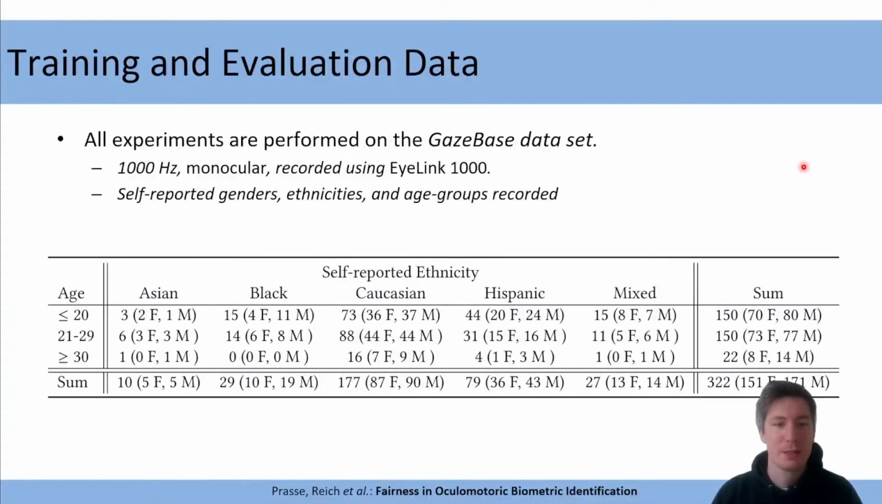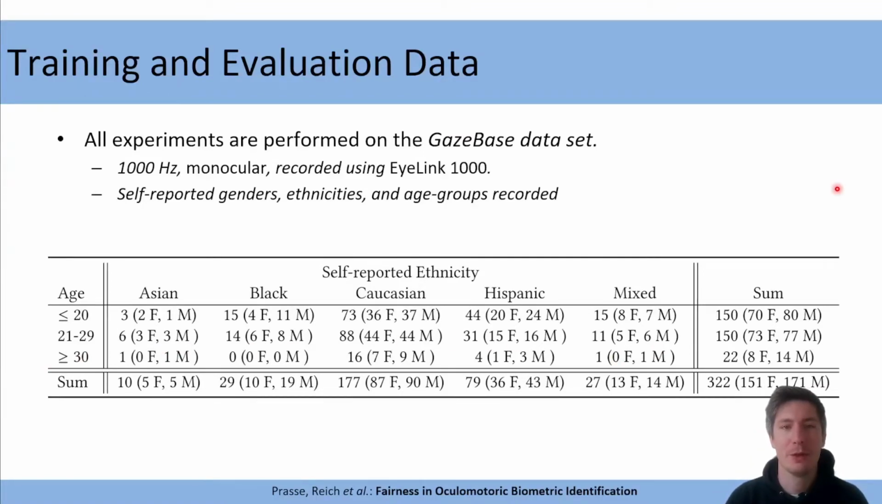All experiments are conducted using the publicly available GazeBase dataset. GazeBase is a dataset of monocular eye tracking data recorded at 1000 Hz using an EyeLink 1000. In a demographic questionnaire, participants self-report genders, ethnicities, and age groups. We differentiate between 5 different ethnicities, 2 genders, and define as young people of the age younger than 20 and as old people of the age older than 30.